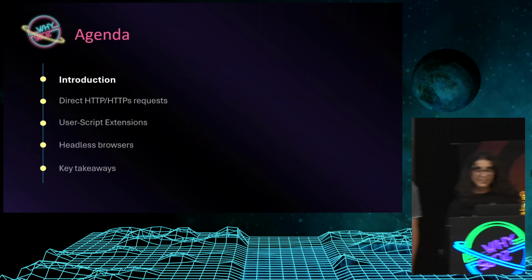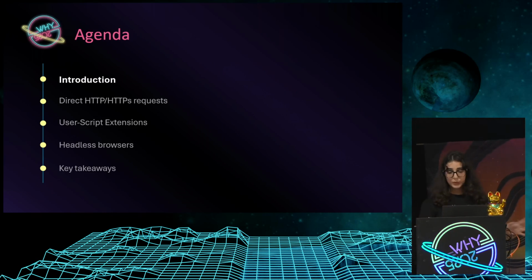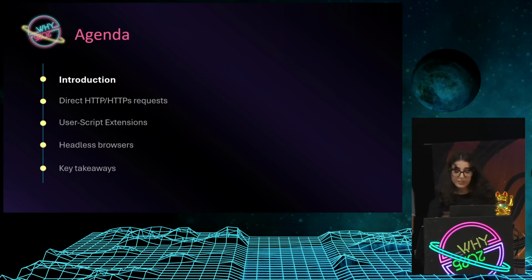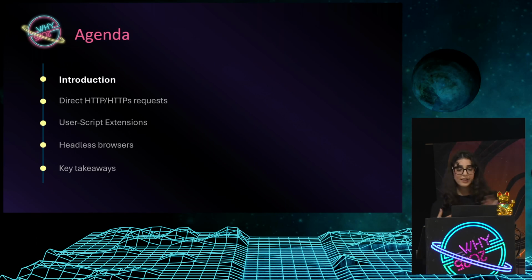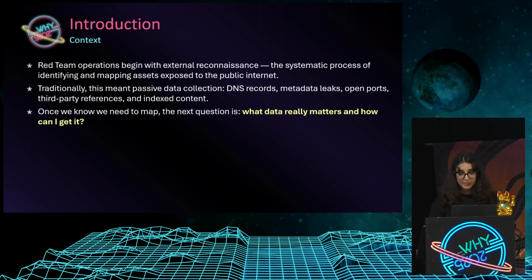Thank you. So before we dive in, let's take a quick look at what we will be covering today. We'll start with a quick introduction of the challenges we're facing in modern OSINT, and then we'll go through a series of scraping techniques and detection tricks. Then we'll wrap up with the practical takeaways you can apply to your own automation workflows. So let's set the stage.